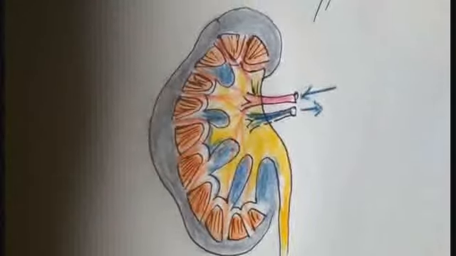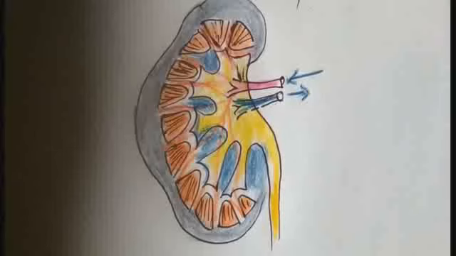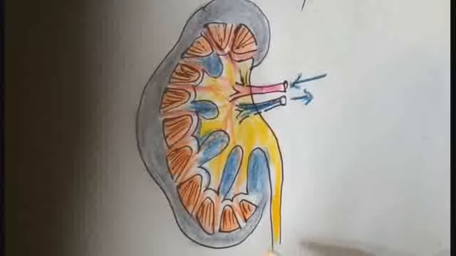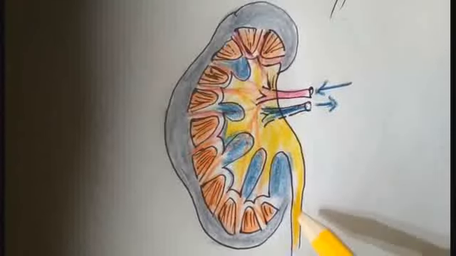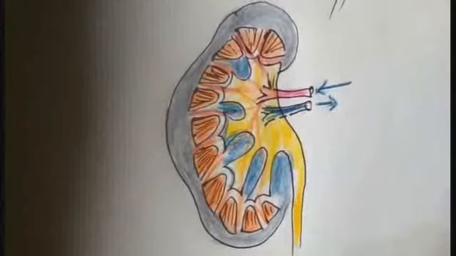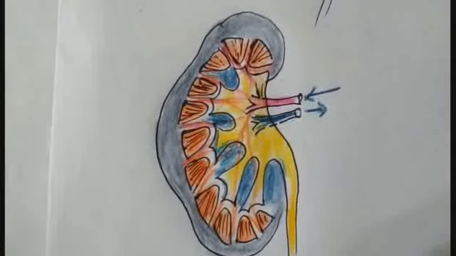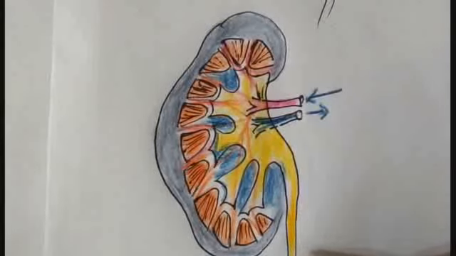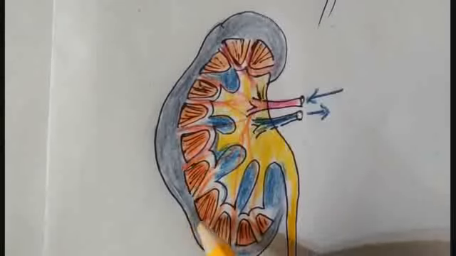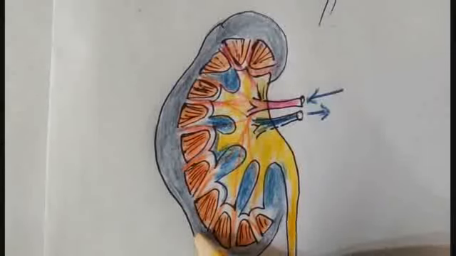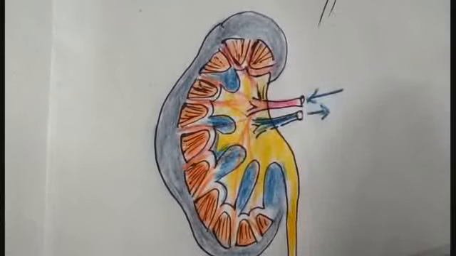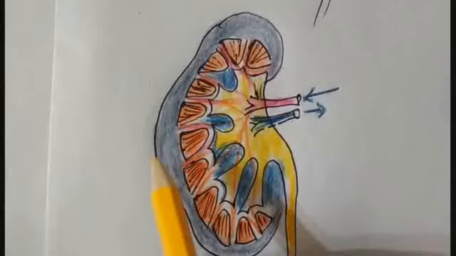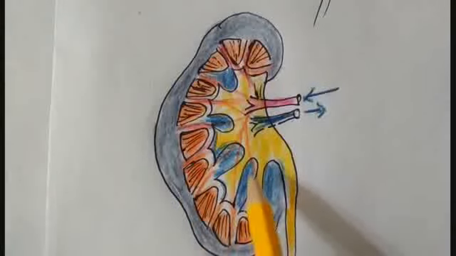Okay, we have completed the structure of the kidney. I will repeat. A kidney is a bean-shaped organ situated in the abdominal cavity, attached with the peritoneum. The fibrous part is the renal capsule, which is the outer part. The kidney has two distinct parts. One is the cortex and another one is the medulla.